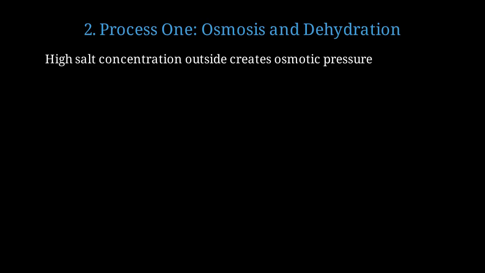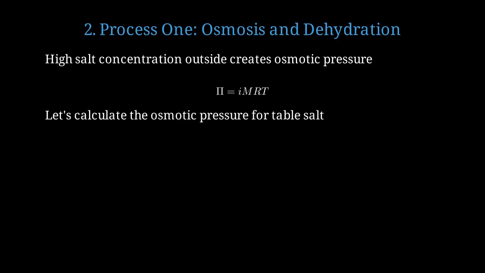The first process is osmosis, which initially draws water out of the meat. The high concentration of salt on the surface creates a powerful osmotic pressure gradient. Osmotic pressure equals the van 't Hoff factor times molarity times the gas constant times temperature. Let's work through a real calculation to see just how strong this pressure is.